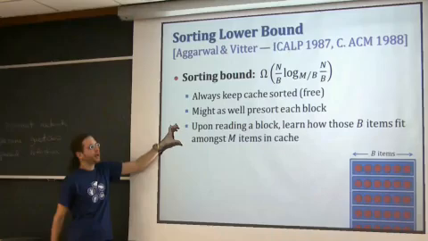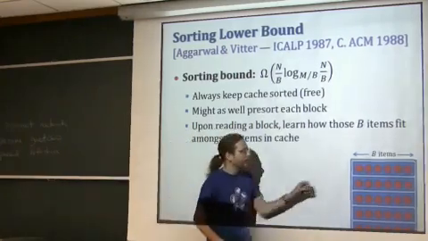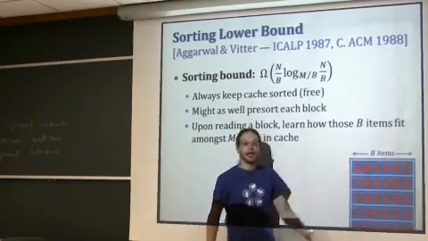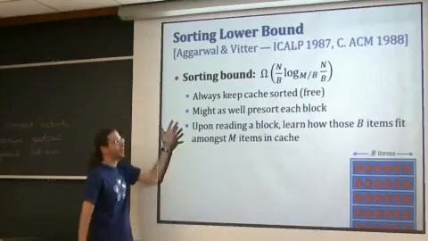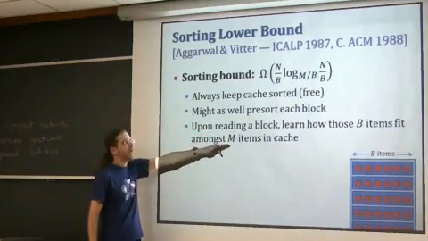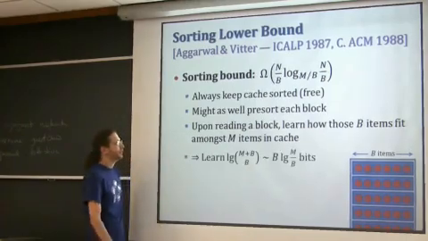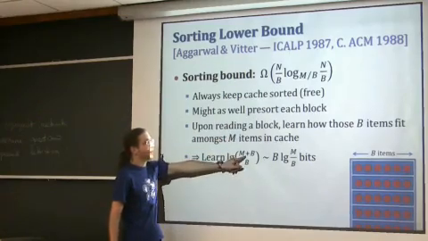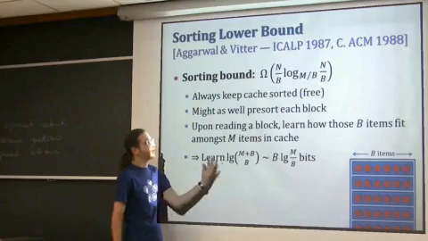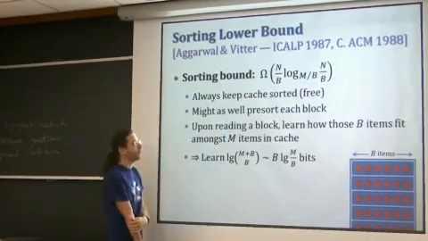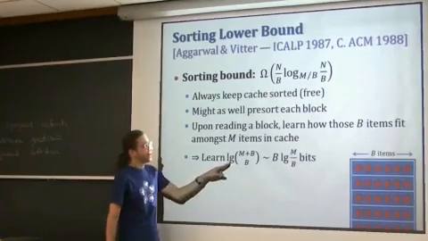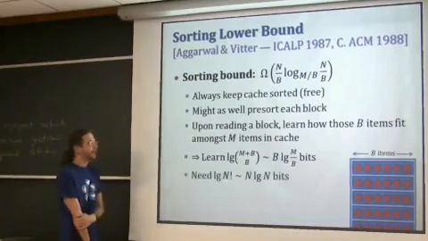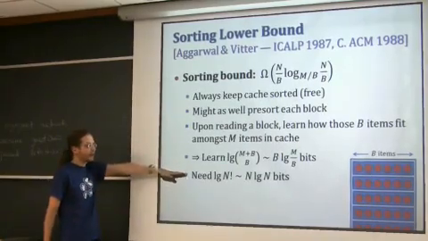So when I read a block, let's say this is my cache and a new block comes in here, what I learn is where those B items live among the M items that I already had. So it's just like the analysis before, except now I'm reading B items among M instead of 1 among B. And so the number of possible outcomes for that is M plus B choose B. So we have M plus B things, and there's B of them that we're saying which of the B in the order came from the new block. You take log of that, and you get basically B log M over B bits that you learn from each step. And the total number of bits we need to learn is n log n, as you know.